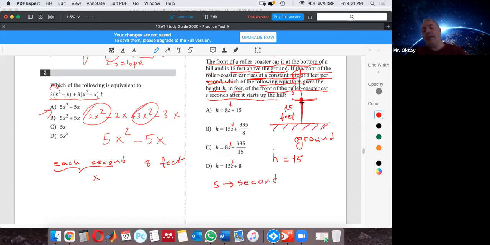So the position of the roller coaster is initially 15 feet above the ground. After s seconds, what will it be? In each second, if it gets 8 feet, that means I should write 8 times s. For example, after the first second, 15 plus 8. After the second, 15 plus 8 plus 8. After the third second, 15 plus 8 plus 8 plus 8. So each second, it goes 8 units up. For that reason, we have to say 8s plus 15, which is part A.